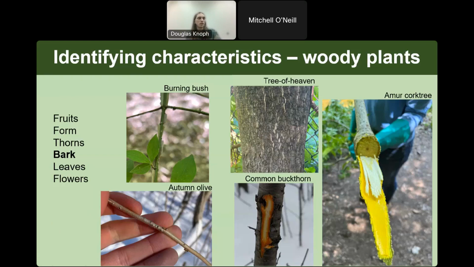Those speckles also expand onto the buds, the petioles, the backs of the leaves themselves, as well as the fruit for autumn olive. And then not just the outside of bark can be distinct, but the inside of the bark as well.